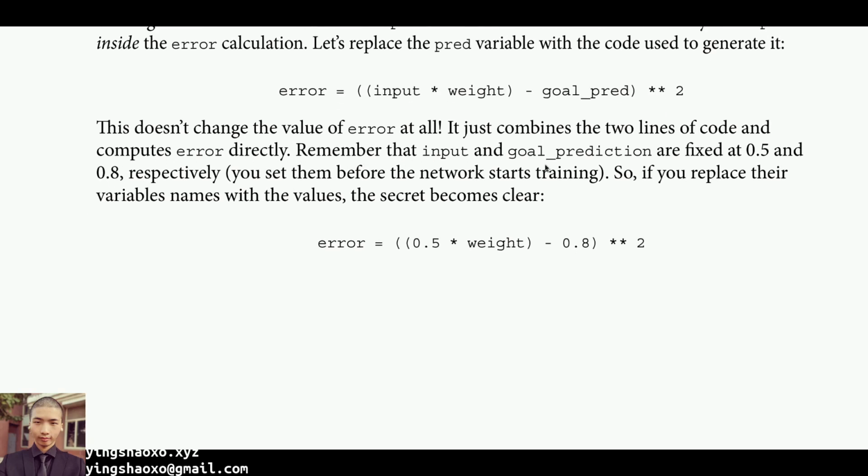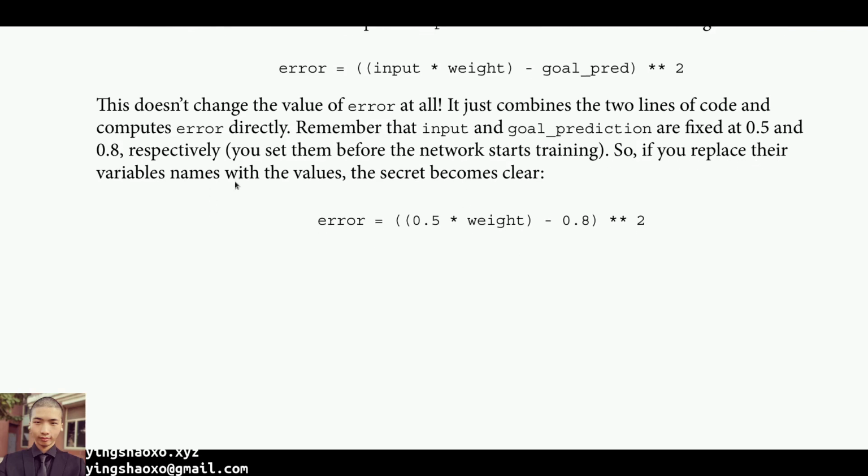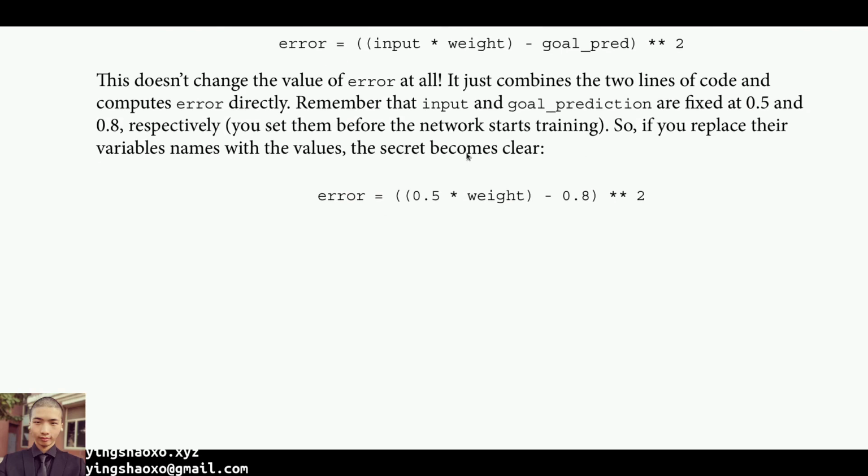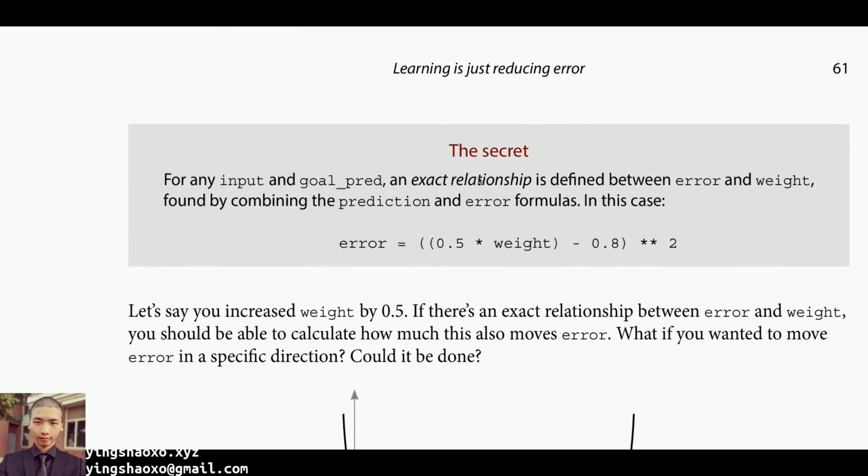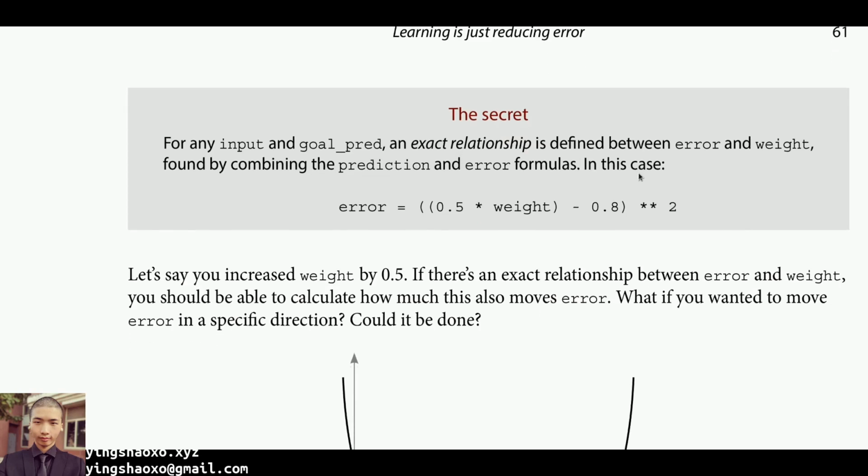Remember that input and goal prediction are fixed at 0.5 and 0.8 respectively. You set them before the network starts training. So if you replace the variables' names with the values, the secret becomes clear. The secret: for any input and goal prediction, an exact relationship is defined between error and weight, found by combining the prediction and error formulas in this case.